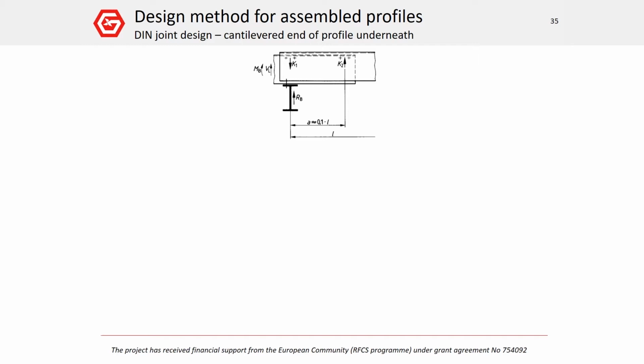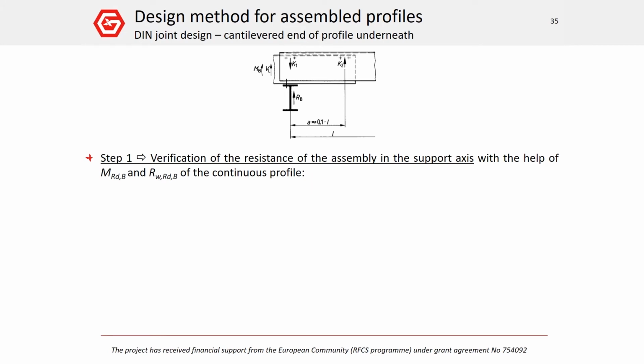For the cantilevered head of profile underneath, the design is a little shorter. Like previously, the first step consists of verifying the resistance of the assembly in the support axis using the design bending resistance and the design support reaction of a single continuous profile. For both loadings, 3 points are considered.